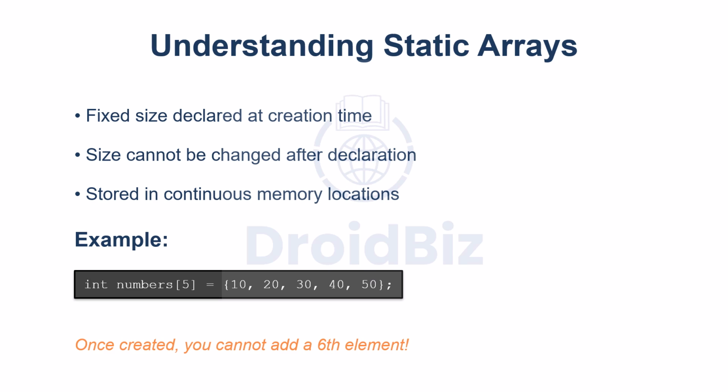Let's look at an example. If we declare an integer array called numbers with size 5 and initialize it with values 10, 20, 30, 40, and 50, this means we can store exactly 5 numbers in this array. Here's the important limitation. Once this array is created, you cannot add a sixth element. If you need to store more data, you would have to create a completely new array. This fixed size limitation is exactly why we need dynamic arrays, which we'll explore next.